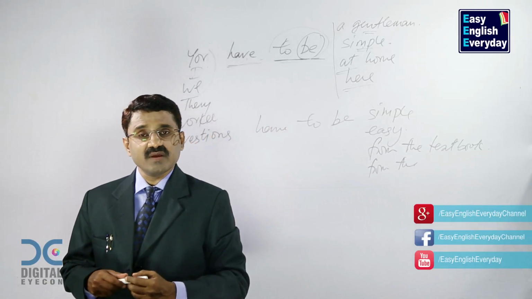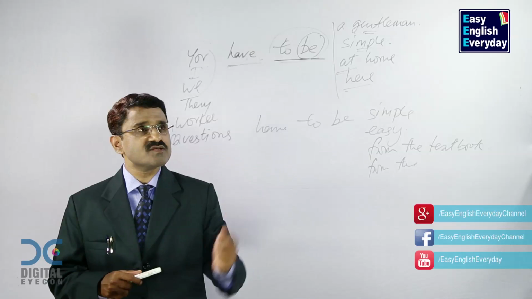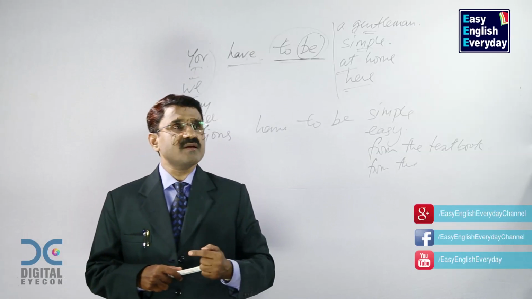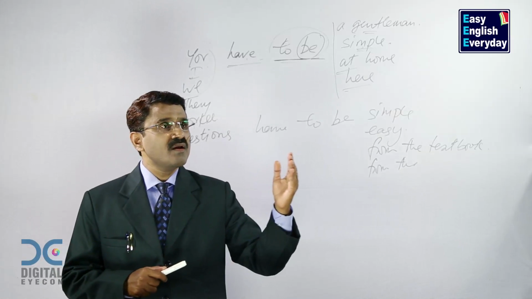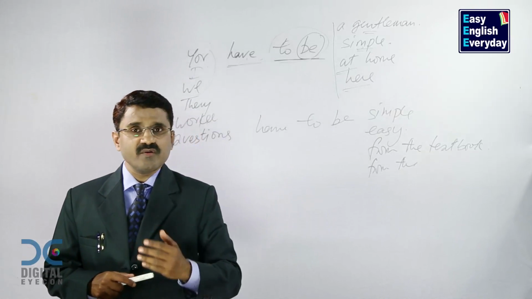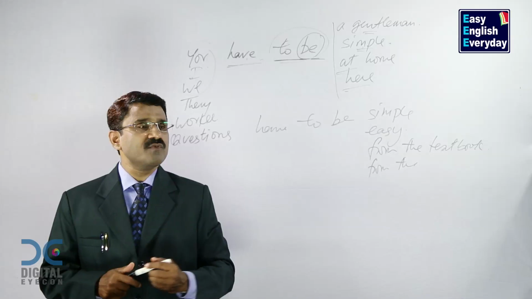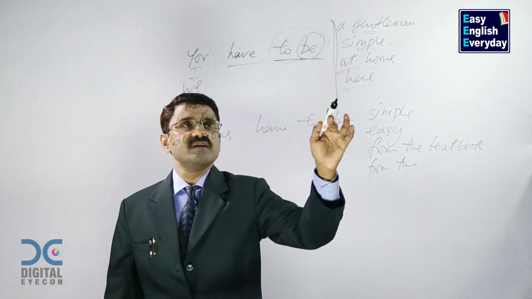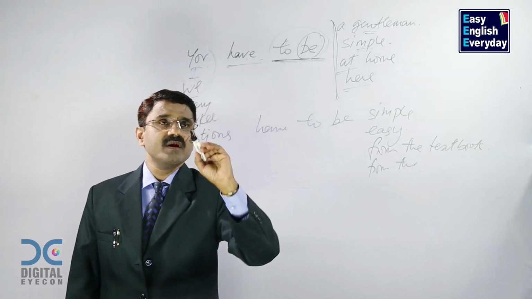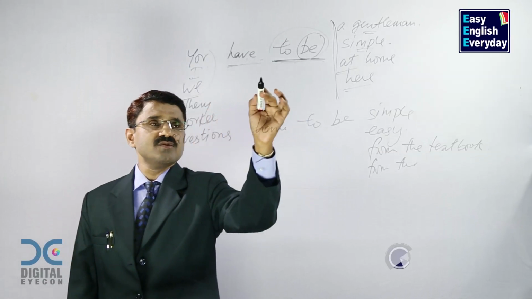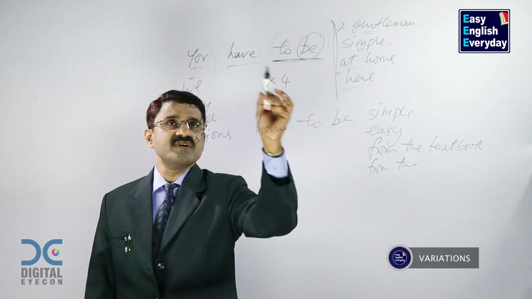You have to be in the library. You have to be in the school. You have to be in the playground. You have to be with your parents. You have to be on second floor. You have to be on the ground floor. Like this you can make sentences. So not only to base, you can also use to be. Now after that, try to know how to use this in 4 different ways.